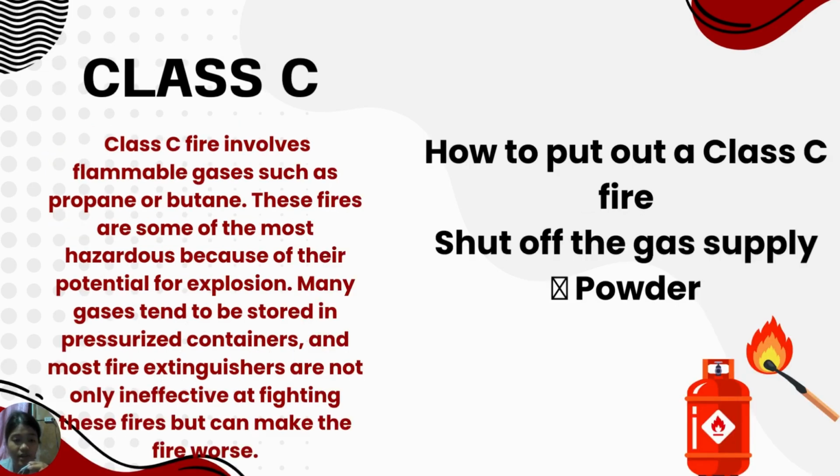So Class C fire involves flammable gases such as propane or butane. These fires are some of the most hazardous because of their potential for explosion. Many gases tend to be stored in pressurized containers, and most fire extinguishers are not only ineffective at fighting these fires, but can make the fire worse. So in Class C, working with gas is dangerous and increases fire risk.